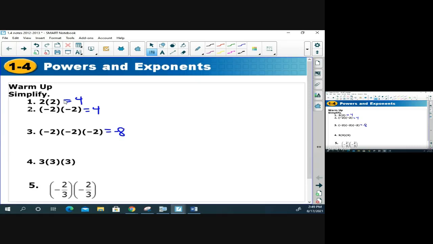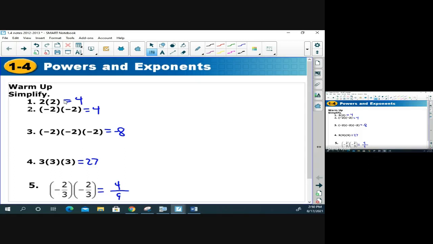You can see 3 times 3 times 3 for 27, and then a couple of fractions that both have negatives in them and have a 2 at the top and a 3 at the bottom. So 2 times 2 is 4, 3 times 3 is 9. It's a fraction, and it will be, in this case, positive because of the 2 negatives. Now, what powers are going to do is simplify how much we have to write down.